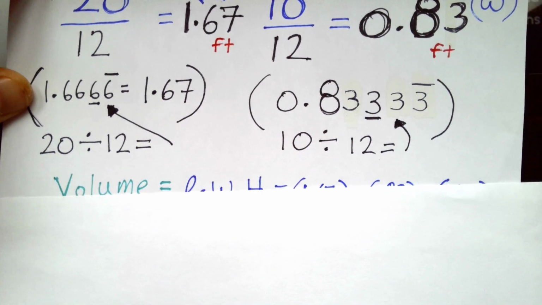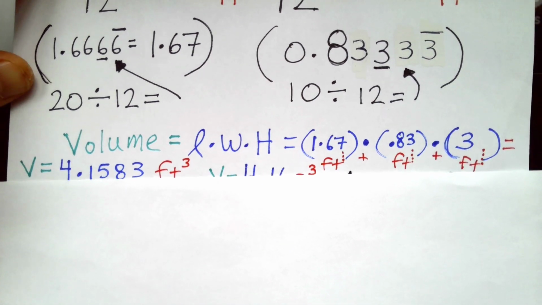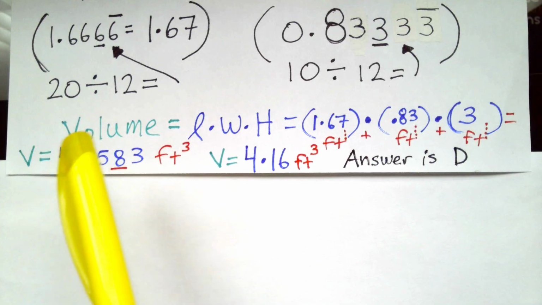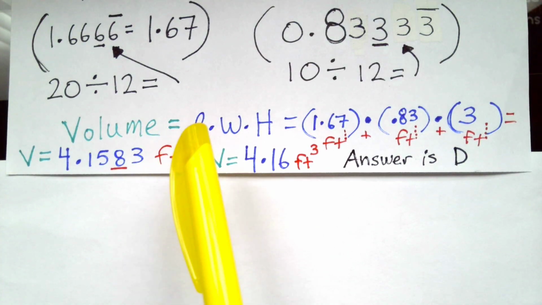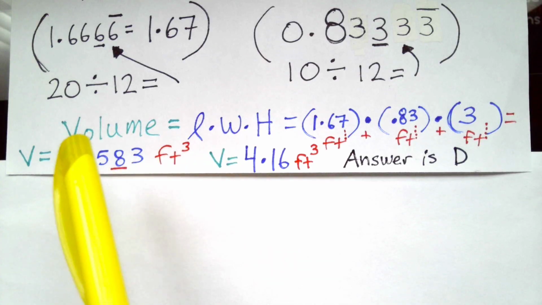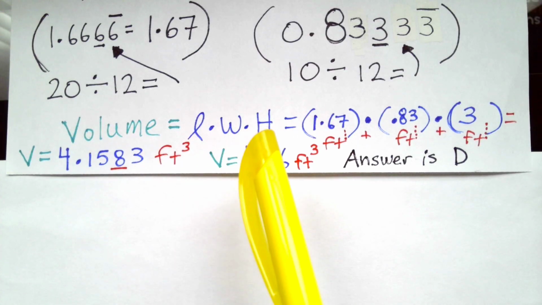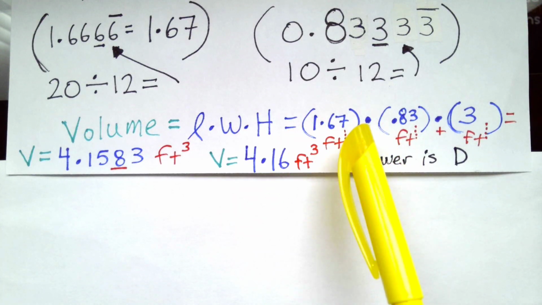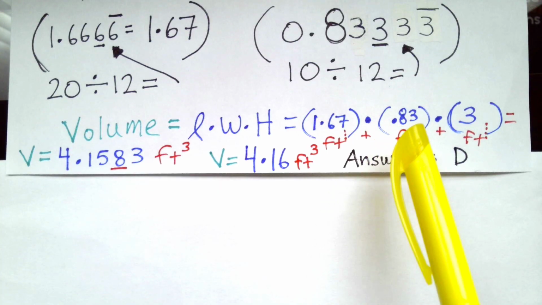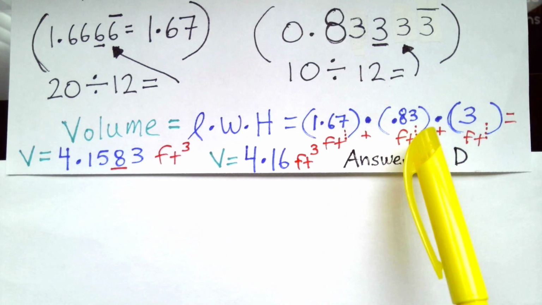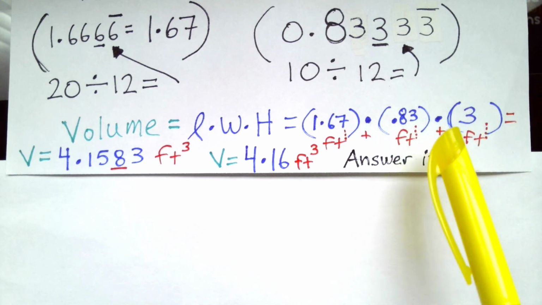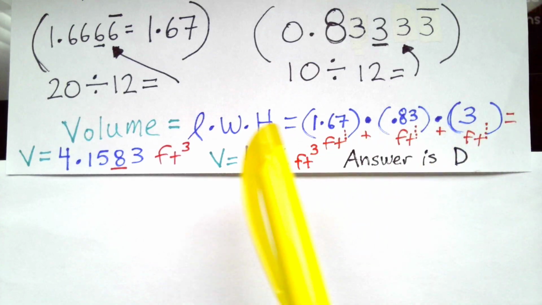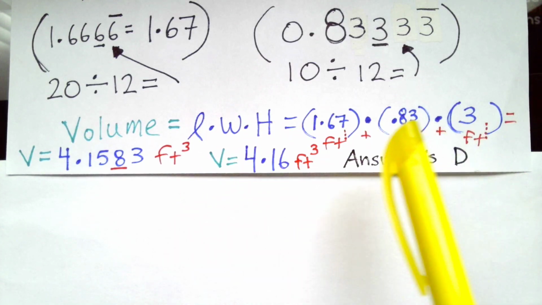Let's go ahead and plug it into the volume of a rectangular prism formula. The volume is length times width times height. These values were converted here: 1.67 of a foot times 0.83 of a foot times the 3 in the problem, which was already in feet, so we don't need to convert that 3. So length times width times height, you're going to multiply all of these values.